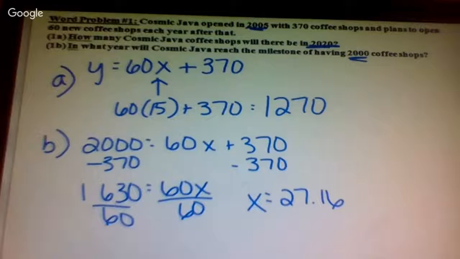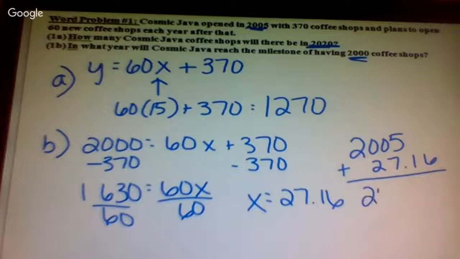So what year is that? So you got 27, 32. Okay. So you add that to 2005. 32. So somewhere between 2032 and 2033. Okay. Towards the tail end of 2032.